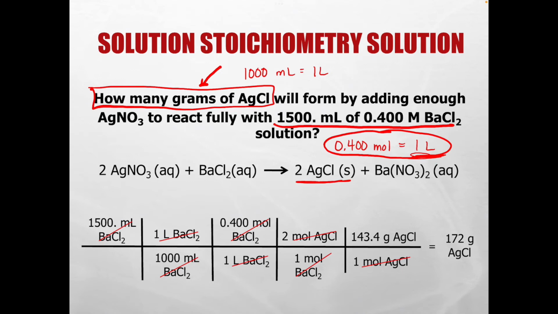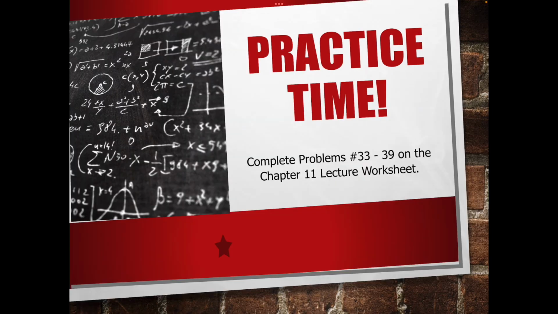So again, this is another example of using molarity as a conversion factor. In the previous problem, we used it at the end because we were trying to find a volume of solution. Here, we were using it at the beginning to turn our volume into moles so we could find grams of our product. So it doesn't matter whether it's at the beginning or the end, it's just another conversion factor that allows us to convert from liters into moles so we can use that mole ratio.